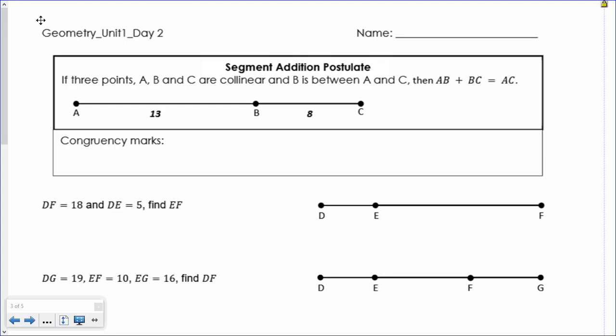You will need a calculator potentially, unless you're really good at mental math. So if you want to pull out your calculator.